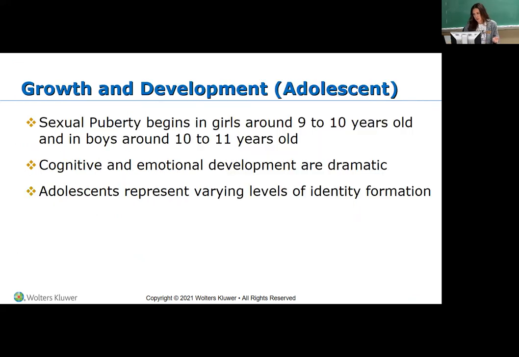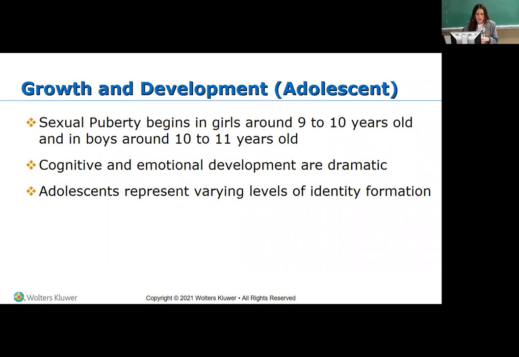So sexual puberty starts at about 9 to 10 years old. Girls will get what's called thelarche, which is the growth and development of their breasts. And then the boys will begin at 10 to 11 years old. They'll start that process during that time. So you're going to start seeing some of those hormonal changes, and the beginning stages of that burst of growth during this time.